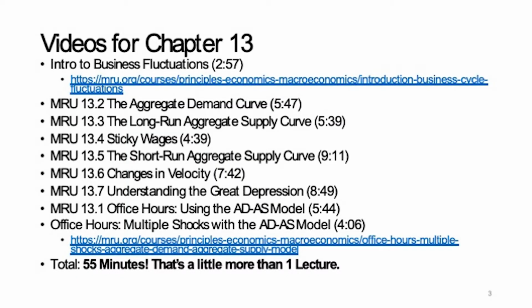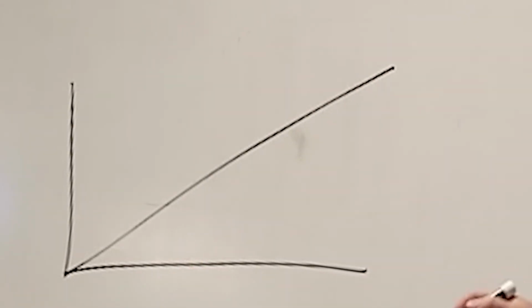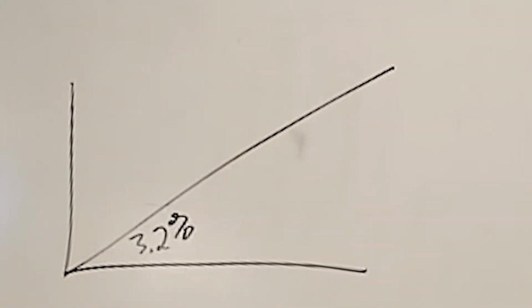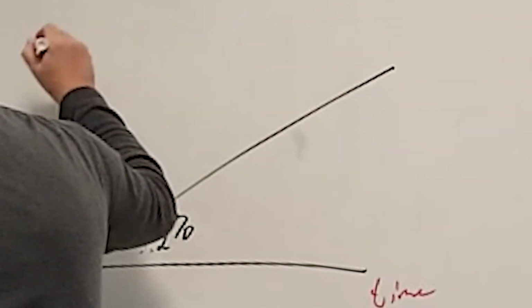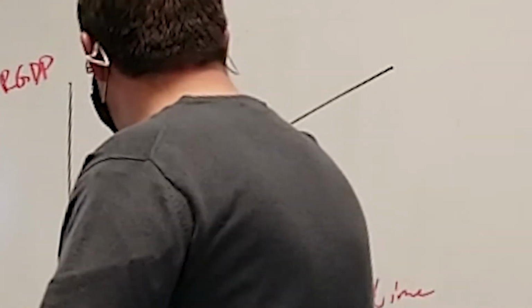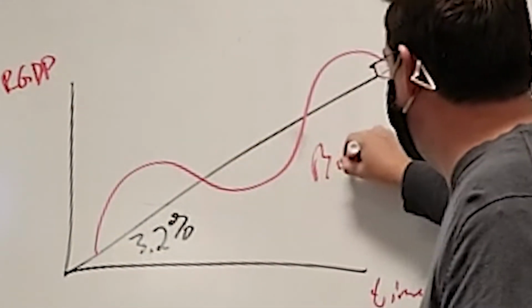This is a list of the videos that are on Marginal Revolution. So chapter 13, economic growth is not a smooth process. We've looked at how the economy is growing over time, and what we can say is that it's been growing at a rate of about 3.2% a year. But we recall that, if we look over time at how this has affected real GDP, we understand that there have been times where the economy is growing faster than that and slower than that. This is called the business cycle.